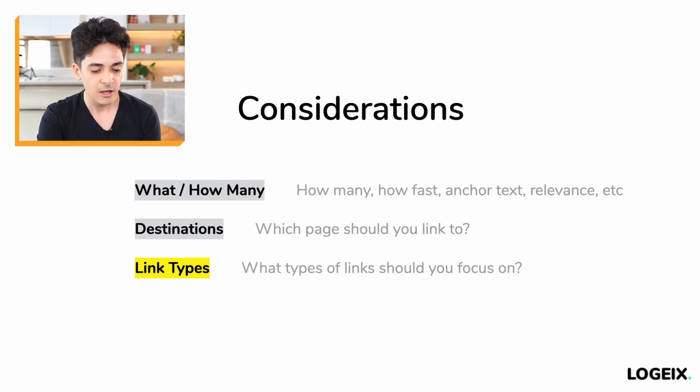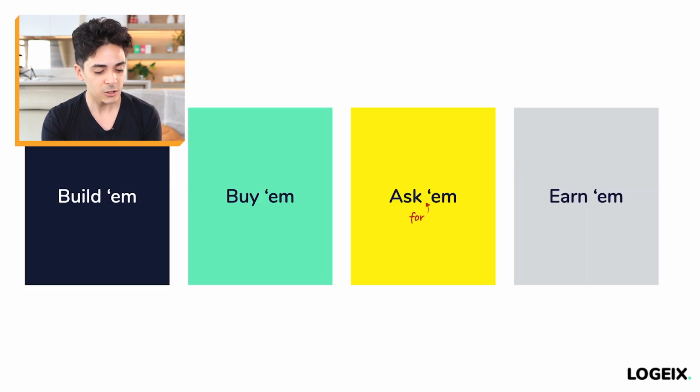Next up, we need to cover what types of links you should focus on. And we talked a little bit about this when it comes to relevance and things like that, but let's really dive deeper into how exactly you're going to build these links and what types of links there are to build. So again, going back to what we covered in the previous video, you have the option of building them, buying them, asking for them, or earning them.